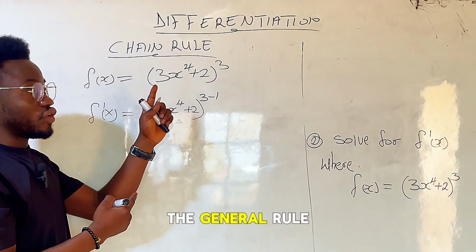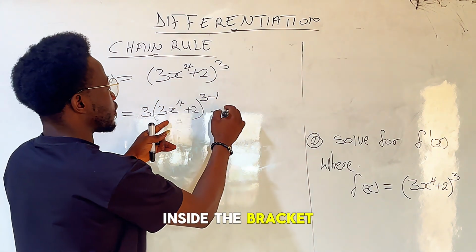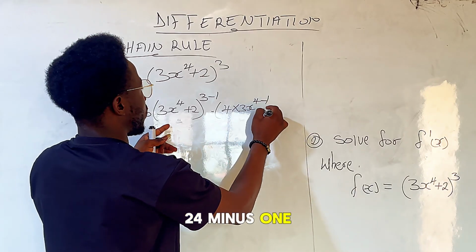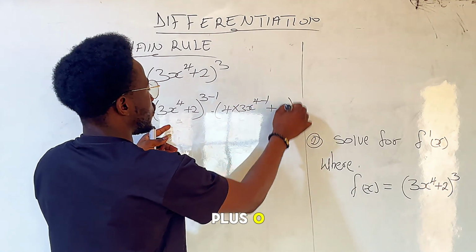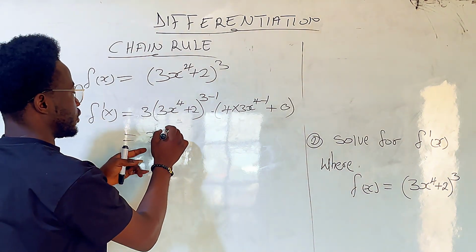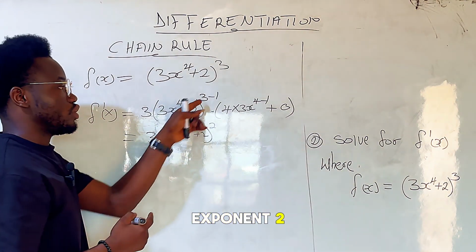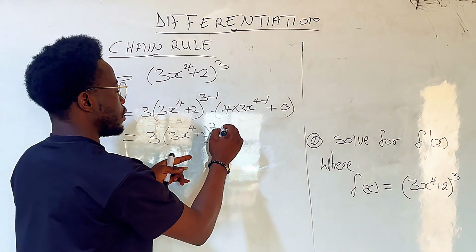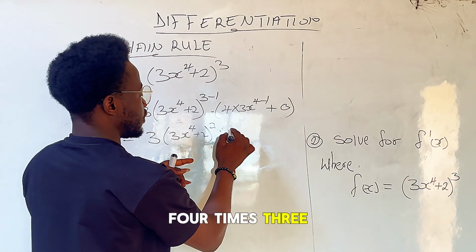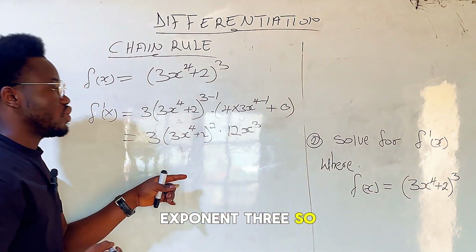Remember, this is still coming from the general rule, right? Multiplied by the differential of what is inside the bracket. So 4 times 3x exponent 4 minus 1, plus 0. Differential of the constant is 0. And this is going to be equal to 3 in the bracket 3x exponent 4 plus 2, exponent 2. This minus that is 2. Then multiply by what? 4 times 3 is going to give you 12x exponent 3. So this is what you have.